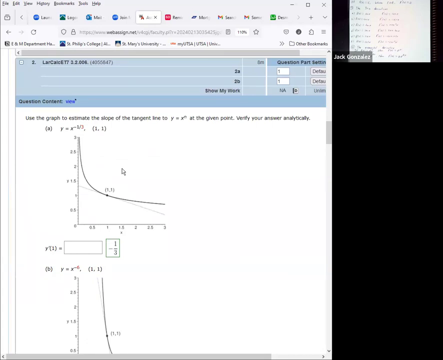Let's see, I guess let's do number 2. Use a graph to estimate the slope of the tangent line. I recommend using the shortcut power rule. Because here's the tangent line right there. Oh, all they want is a slope. Okay, yeah. So take a derivative and then plug in x.